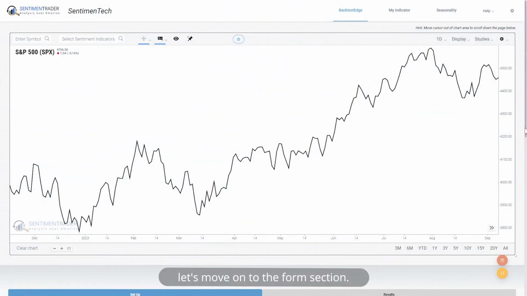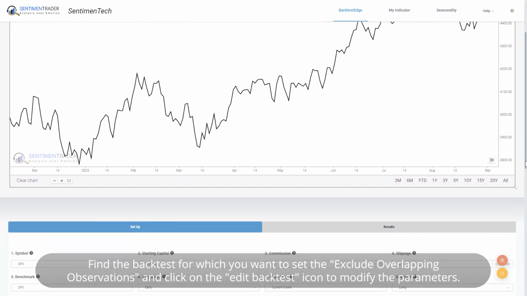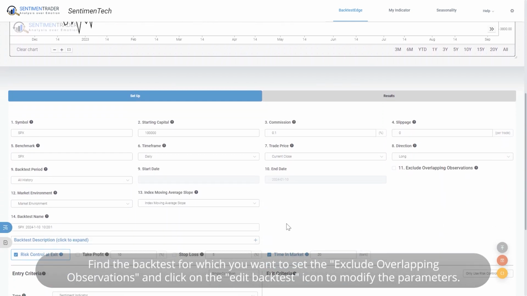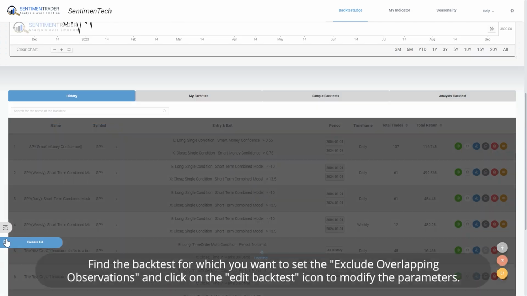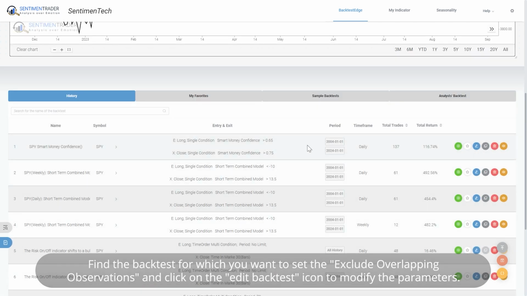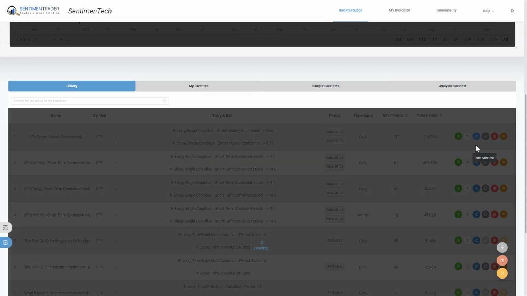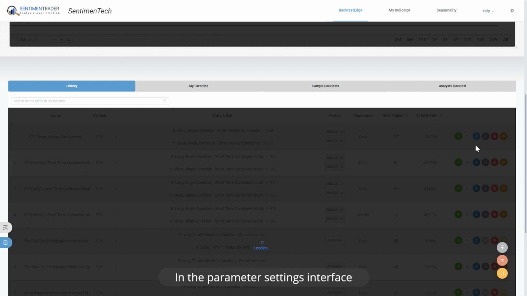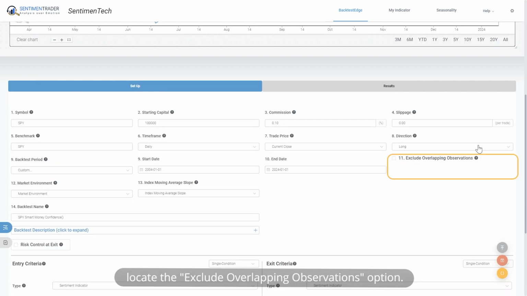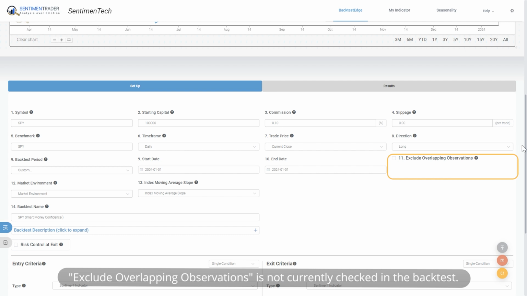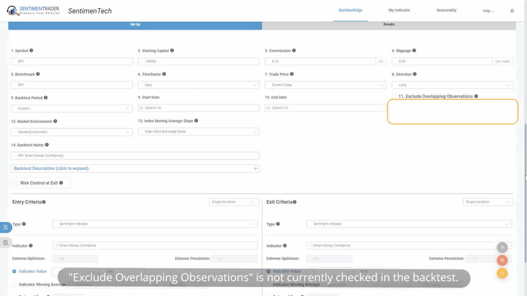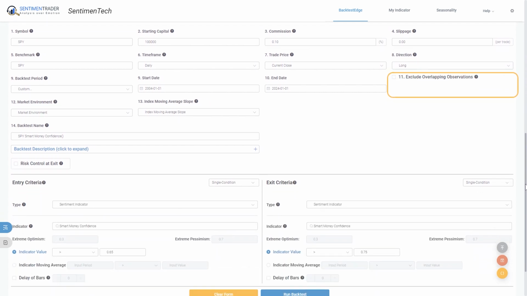Now, let's move on to the form section. Find the backtest for which you want to set the exclude overlapping observations and click on the Edit Backtest icon to modify the parameters. In the Parameter Settings interface, locate the Exclude Overlapping Observations option. Exclude overlapping observations is not currently checked in the backtest.